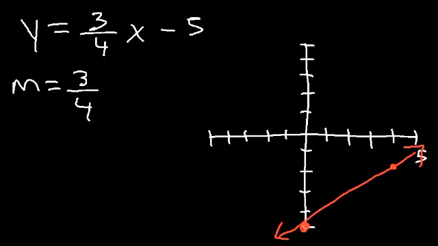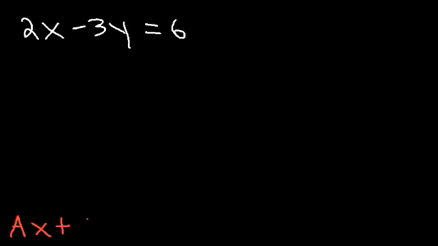And as you can see, it's not that hard to graph a linear equation in slope-intercept form. But now, what if we have an equation in standard form? Let's say 2x minus 3y is equal to 6. Standard form is in this form. It's ax plus by is equal to c. How can we graph this equation?